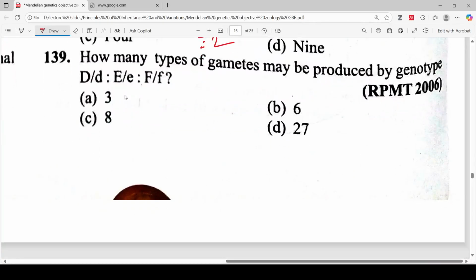Next question, how many types of gametes can be produced by this genotype? So again the number of heterozygous genes is 3, so 8 will be the correct answer.